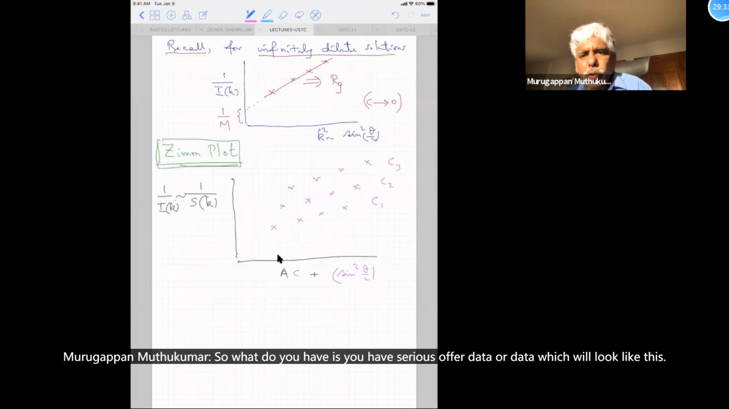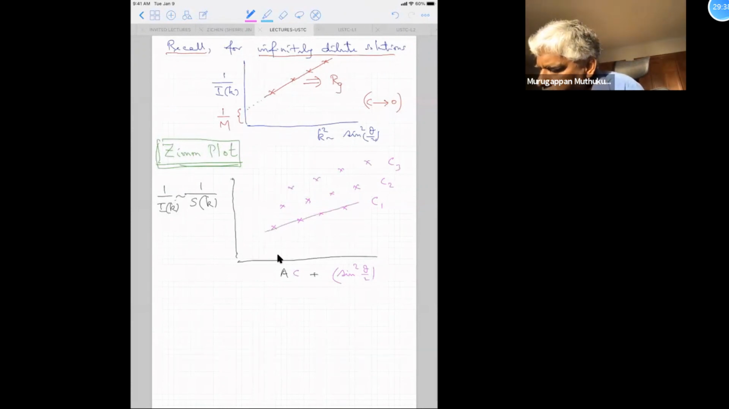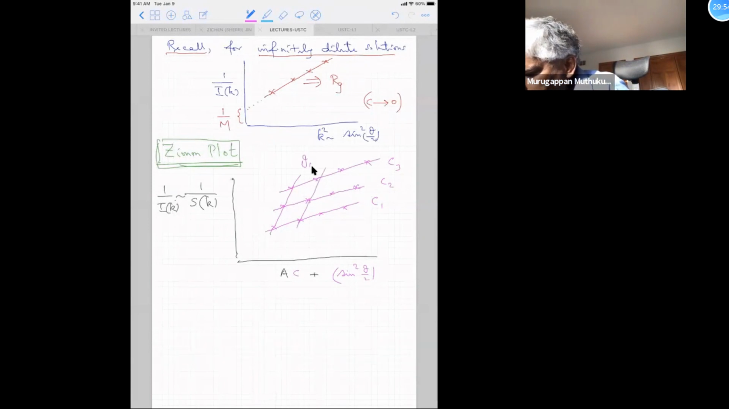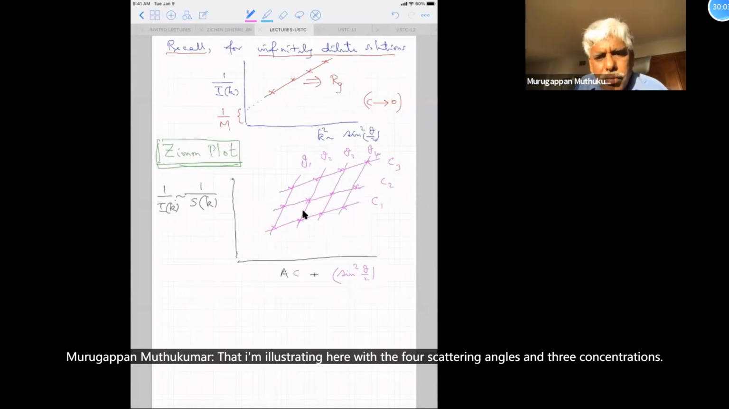So what you have is a series of data which will look like this, like that, like that. This is one concentration, another concentration, and these are at different angles. This is scattering angle theta 1, this is theta 2, this is theta 3, and this is theta 4. I'm illustrating here with 4 scattering angles and 3 concentrations.